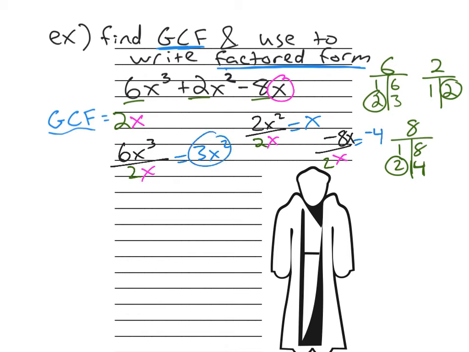So we're going to rewrite this inside parentheses altogether. So 3x squared plus x minus 4. That is one of the parts that make the original. What's the other thing we have to multiply by? The GCF. 2x. Now that is factored. We're going to call that factored form.